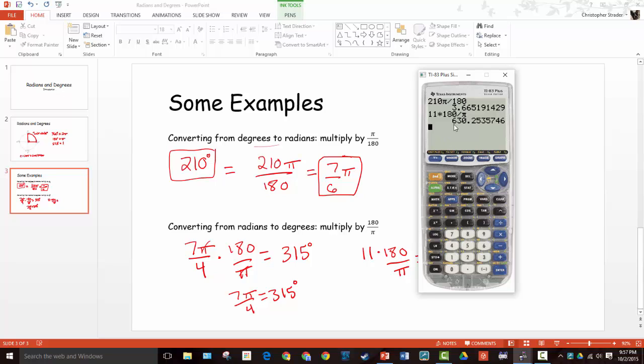So 11 radians, that's a 630.3 degree angle.